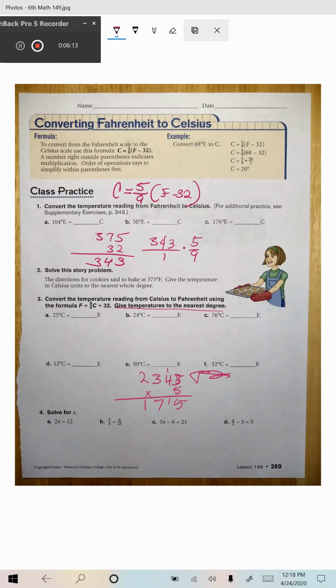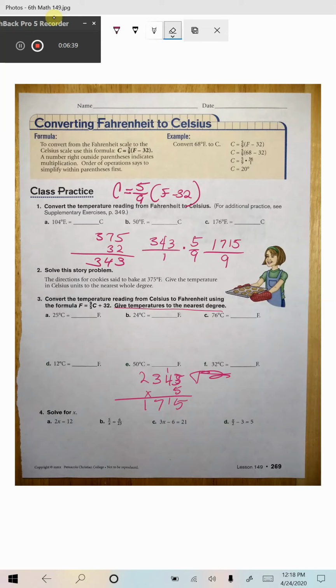I get 1715. Let's see, 343 times 5. I'm just rechecking my work. All right. I don't know why I had that 1 there. Sorry. 15, 21. Oh, because 3 times 5 is 15 plus 2 is 17. Okay. So I have 1715 over 9 now, right?